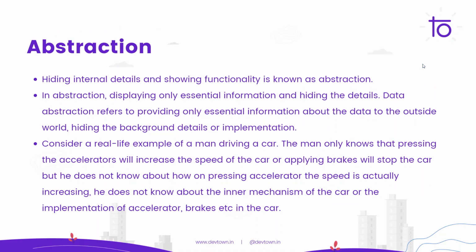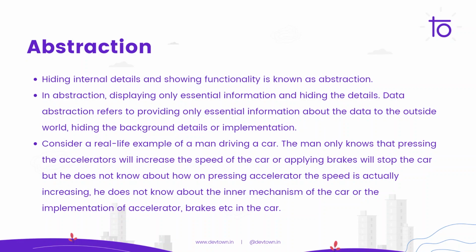Hiding the internal details and showing only the functionality is known as abstraction. In abstraction, displaying only the essential information and hiding the details is key. What it means is that we hide the implementation of a certain functionality from the outside world such that the person doesn't know how the thing is being implemented or is working.